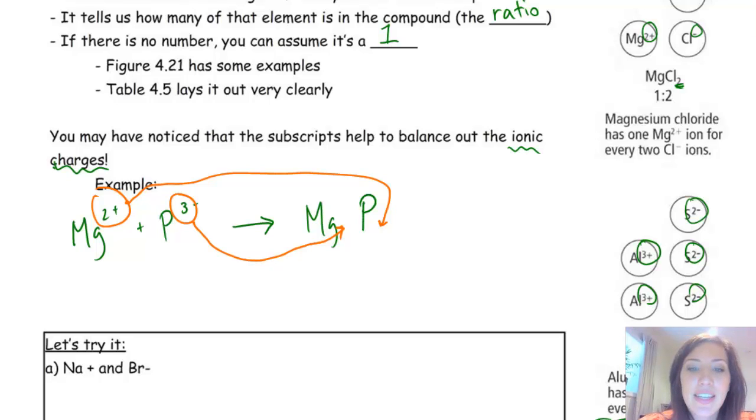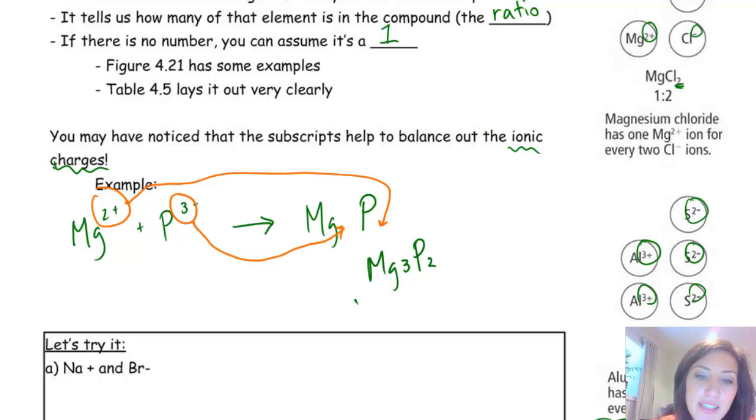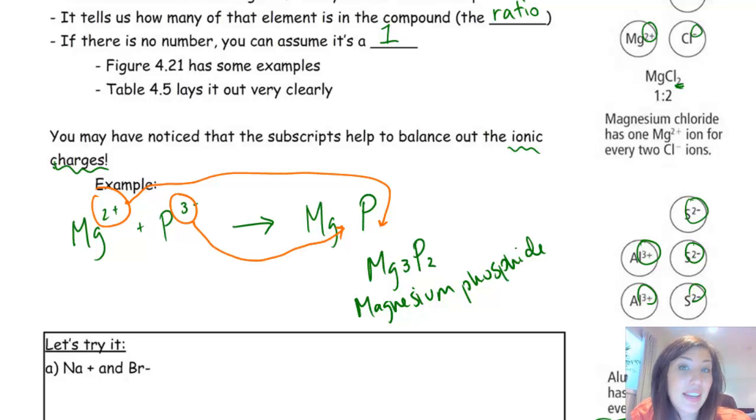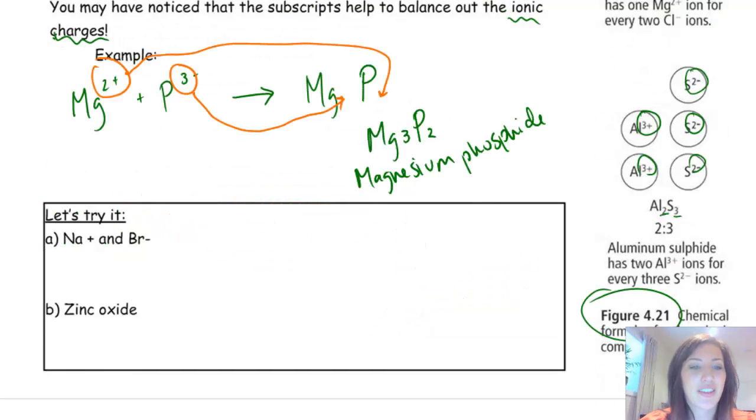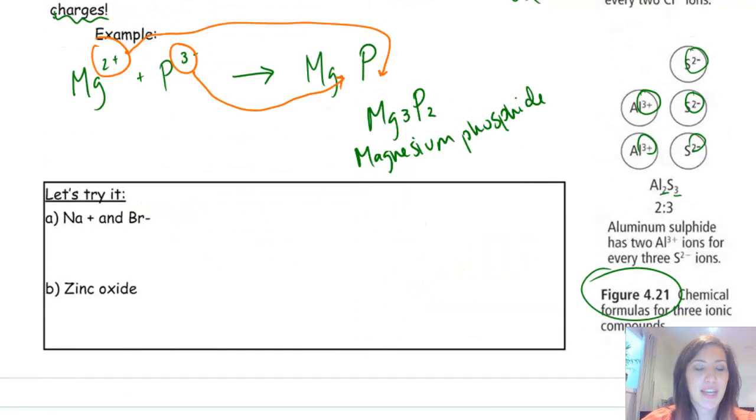So what we'll get is magnesium 3 phosphide 2. So this will be magnesium phosphide. And this is the correct naming for this ionic compound. Let's try another couple just to make sure we're all on the same page.